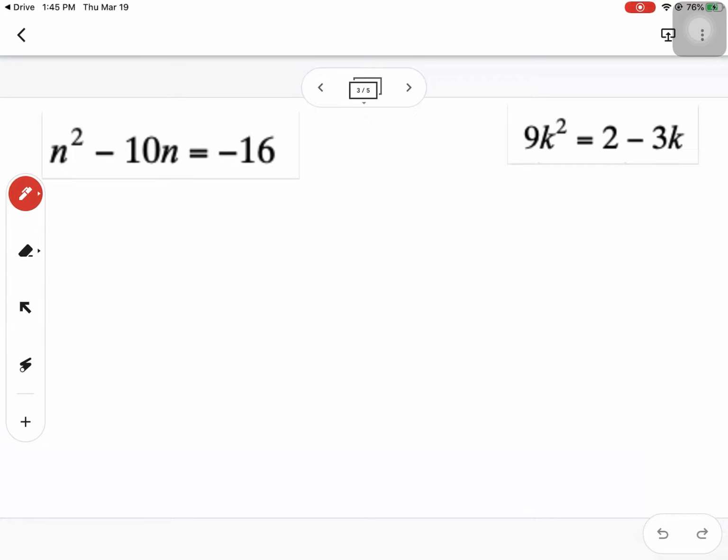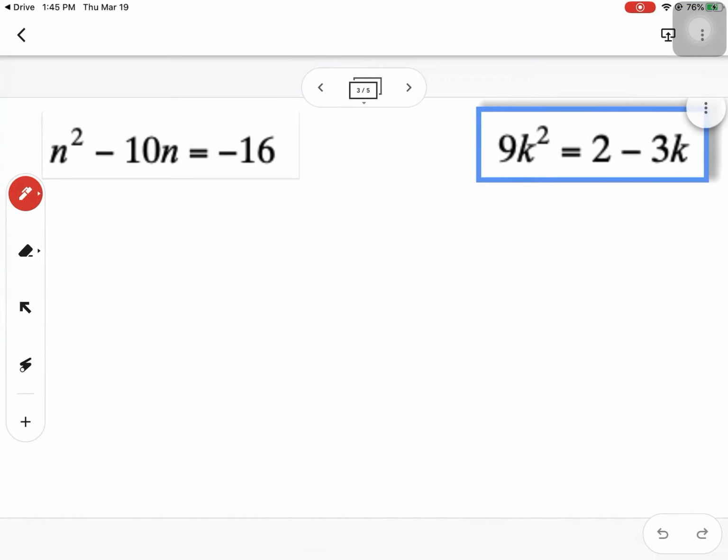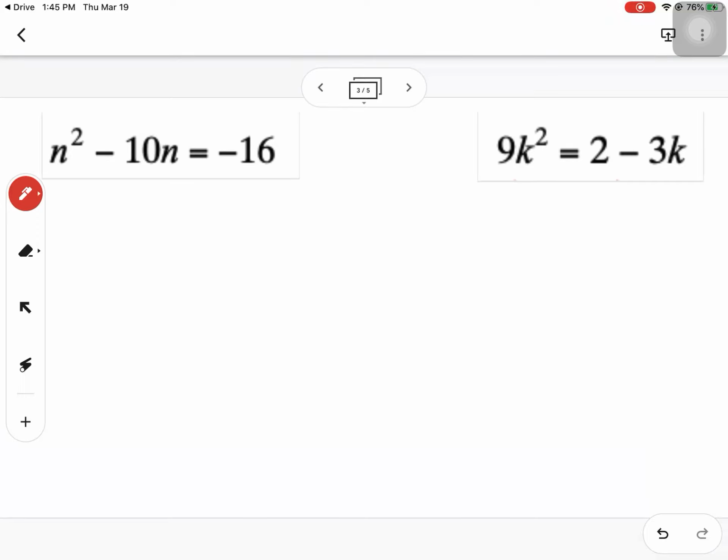These types we've done quite a bit throughout the year, so I'm not going to do as many of them as I will on other days, but I do want to hit some important parts just to remind you and give you that refresher should you need it. So again, first off, you want it set equal to 0, so I'm going to add this 16 over to the other side. It is important that it is in order. So I need the 16 to be last because it is my constant, my term without a variable.